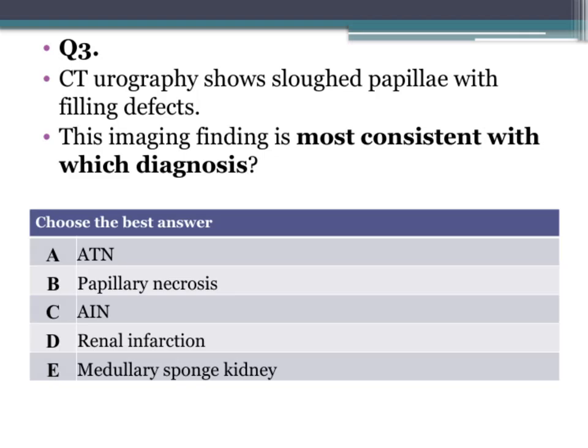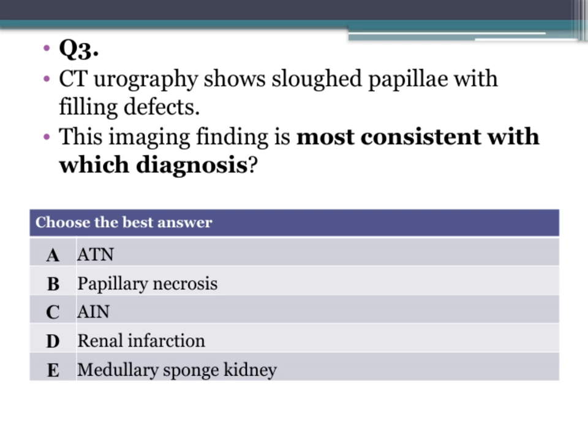All right, let's look at this question. The key here is that the CT urography shows sloughed papillae with filling defects. Now, what does that tell us? Well, sloughed papillae are essentially pieces of the renal papilla that have detached.